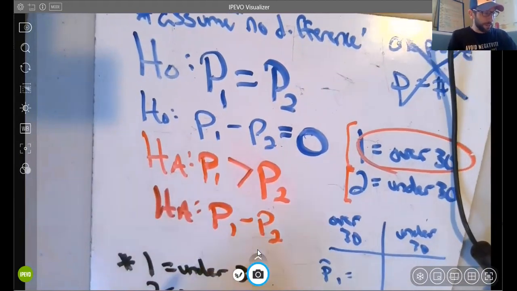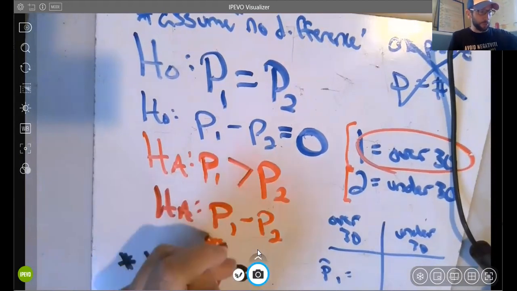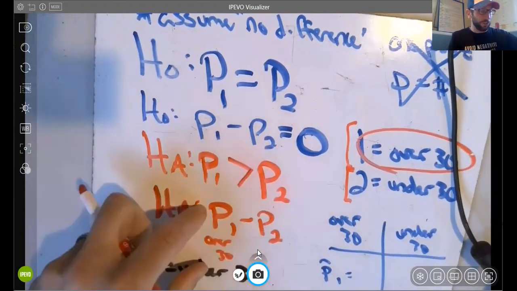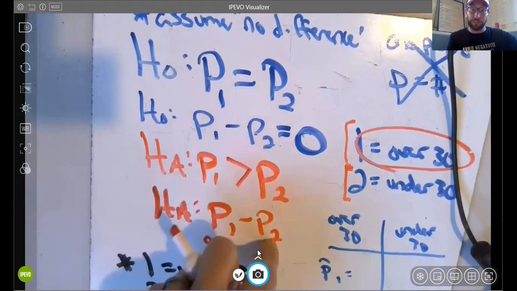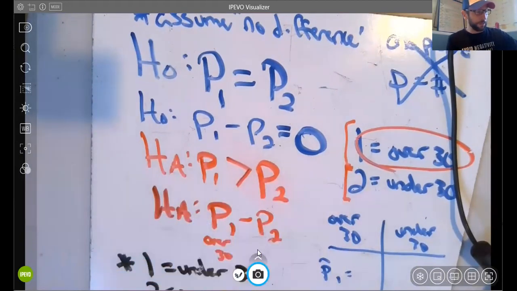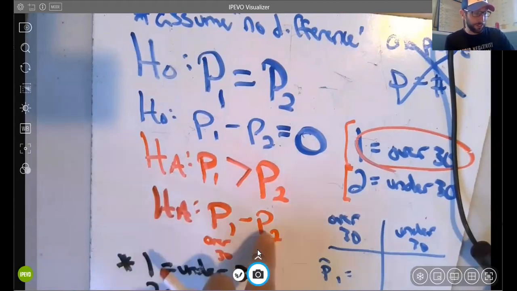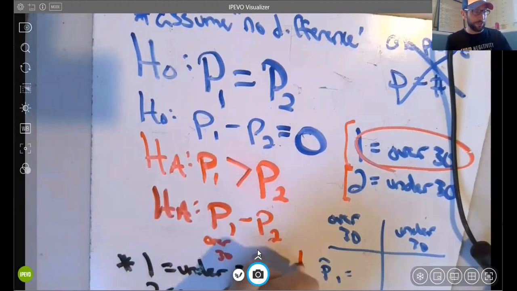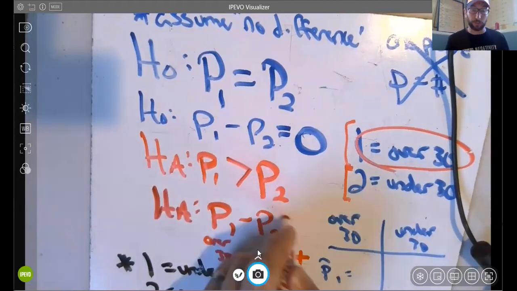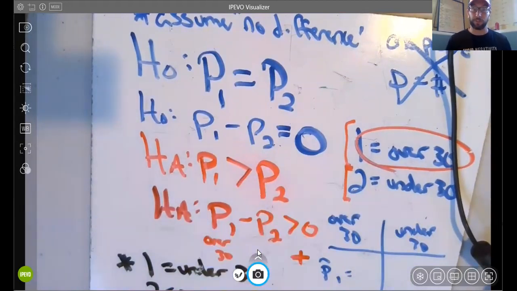So now we have to think about if the over 30 group here, 1 is going to be the higher percentage, is P1 minus P2 going to give us a positive or negative? If P1, the over 30 group, is a larger percentage, a bigger number minus a smaller number is going to give us a positive difference. So this will then have to be greater than 0 to represent a positive difference.